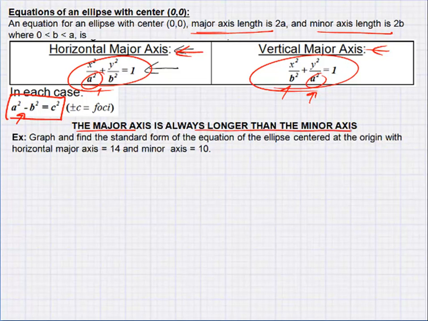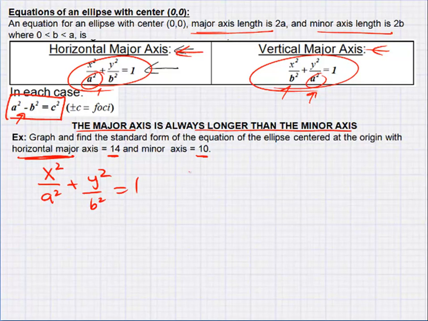So this is the type of question you might see. Graph and find the standard form of the equation of the ellipse centered at the origin with horizontal major axis of 14 and minor axis of 10. Right away, horizontal major axis tells me my equation should be x squared over a squared plus y squared over b squared equals 1. Whatever I find to be a, it should go under the x squared.